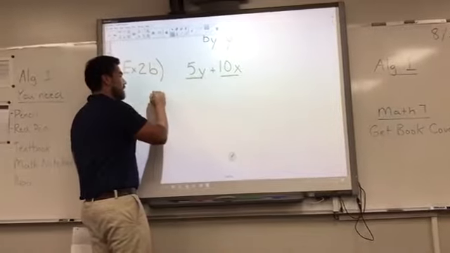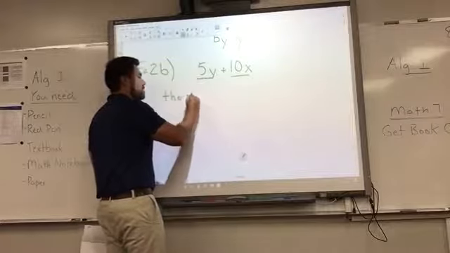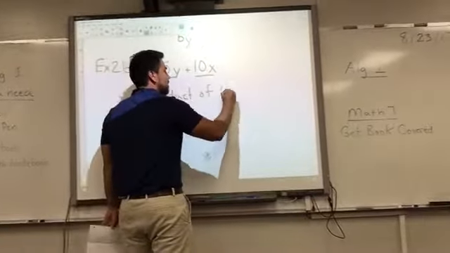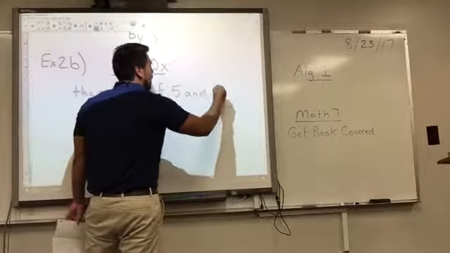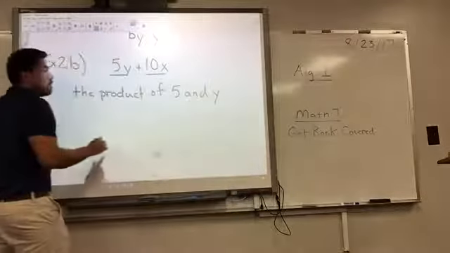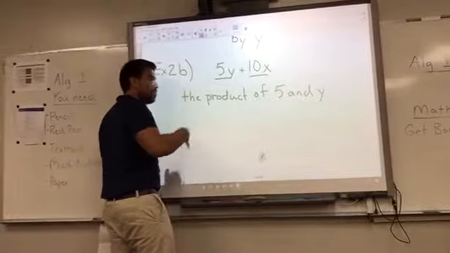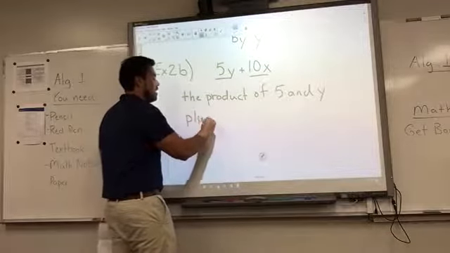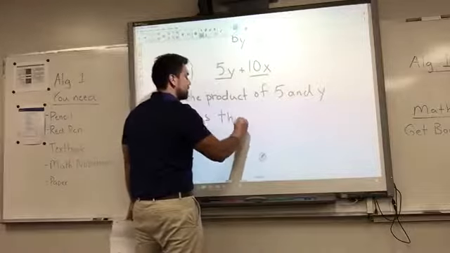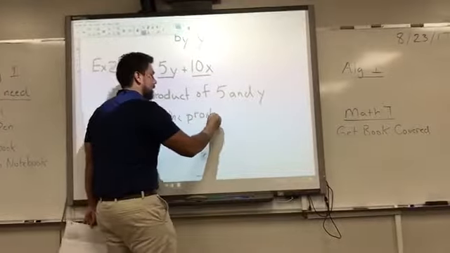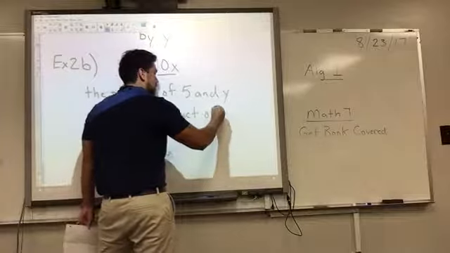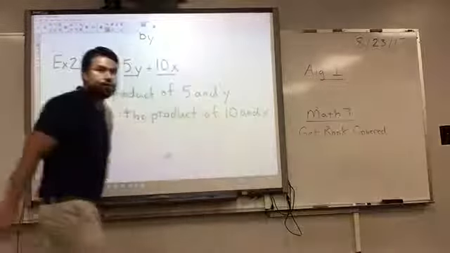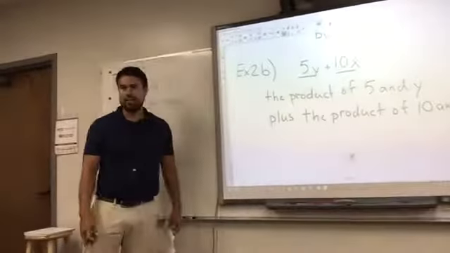So you would find the product. That's why we looked at that word product. The product of 5 and y. And you could put added to or plus. I'll just do plus. Plus the product of what? 10 and x. Good. There you go. 10 and x. That's done.